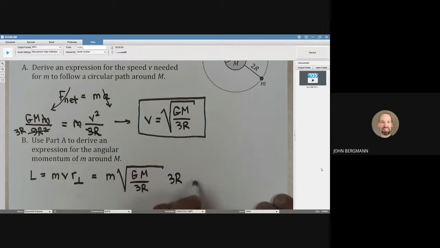So what does this simplify to? Angular momentum. Do we want to combine the 3r's? If we do that, then I'm going to end up with a 3r in the numerator under the radical sign. I think it's going to be m times the square root of 3GMr.